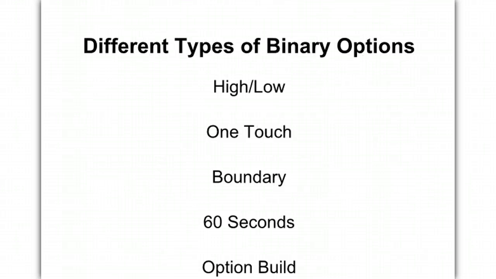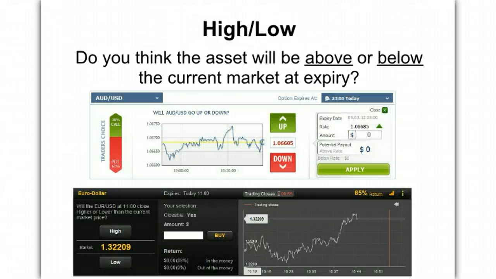The different types of binary options are high-low, one-touch, boundary, 60 seconds, and option build. A high-low is the easiest to understand and explain. It's also probably the most common when you think of binary options. Basically, do you think the asset will be above or below the current market price at expiry?